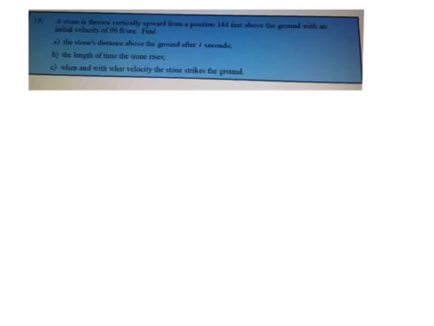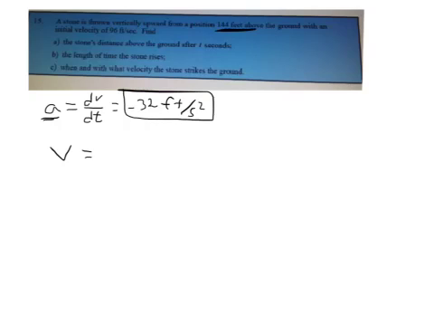First of all, we're talking about feet, so what we know is that the acceleration from gravity, which is dv/dt, is a constant, and it's negative 32 feet per second squared. So that's the acceleration due to gravity. Therefore, we could get an equation for velocity. Velocity is the antiderivative of acceleration. So the antiderivative of that is just negative 32t.